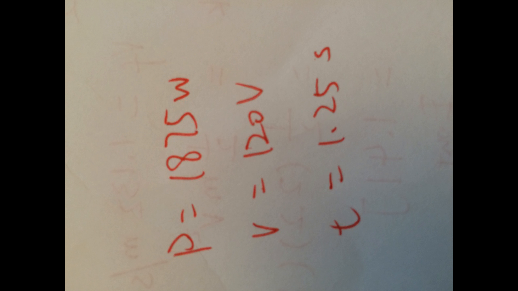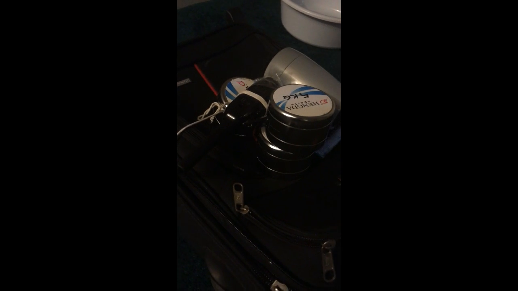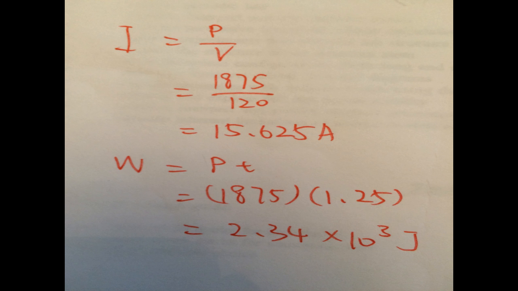The third calculation I did was for this hairdryer, and I found the power of it by just looking at the handle of the hairdryer, and it says the power is 1875 volts. And I also found the time difference, which is 1.25 seconds. The first calculation I did was finding the current. I used the formula I equals P over V, and it gave me 15.625 amps.